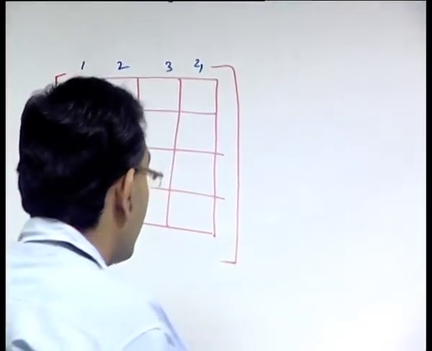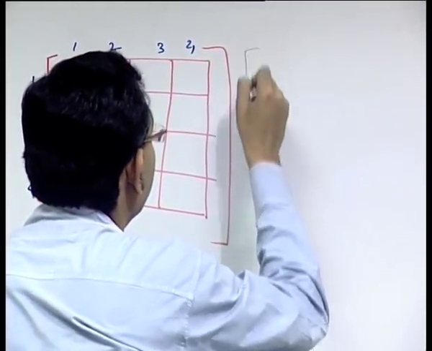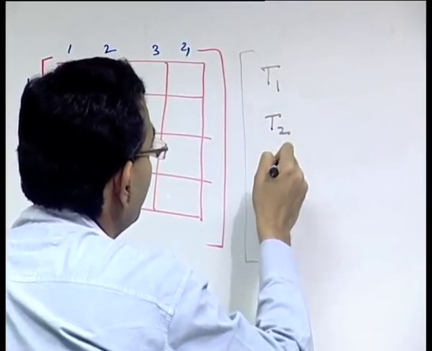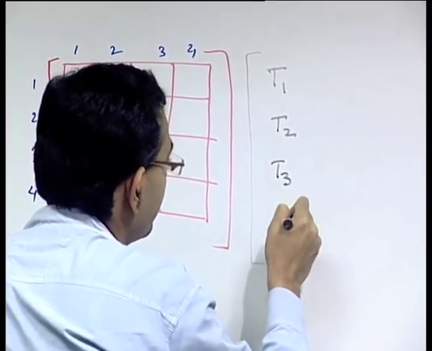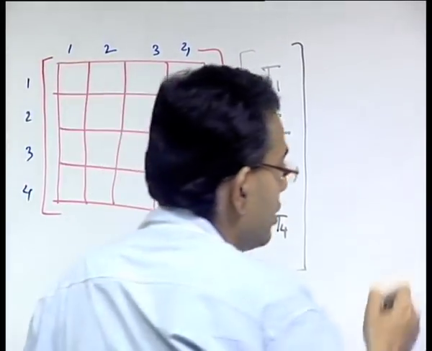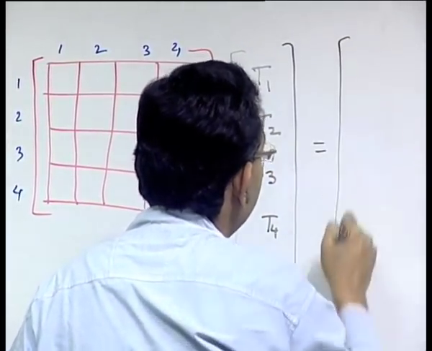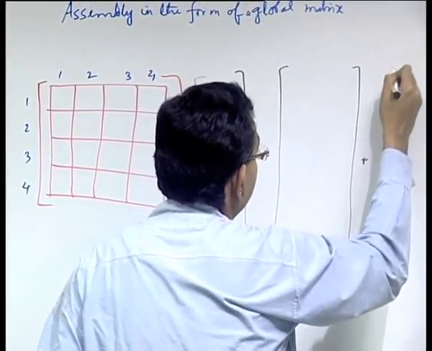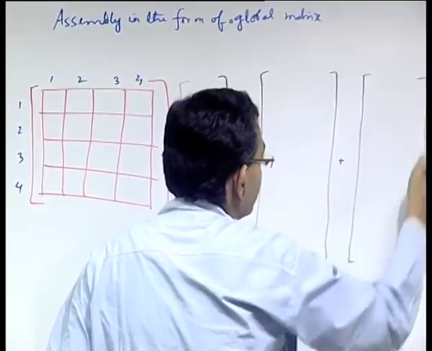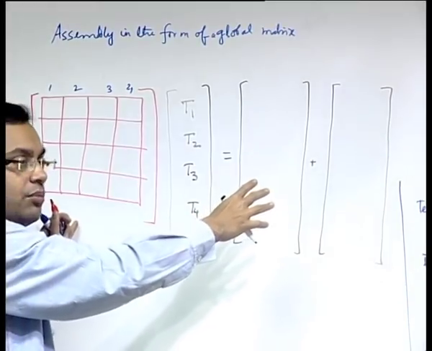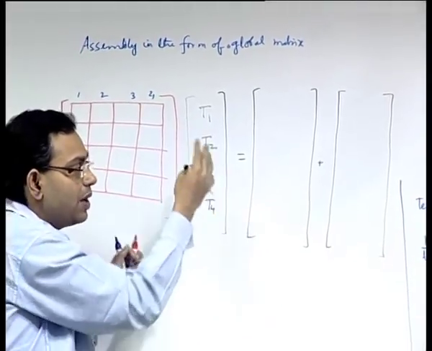What are our unknowns? Unknowns are T1, T2, T3, T4, and right hand side you have a heat flux term and you have a heat source term. So, we have prepared the structure of the matrix form, now we have to plug in the numbers.